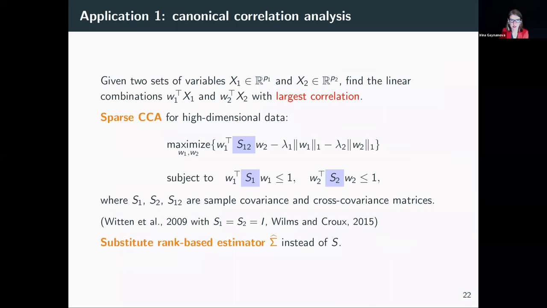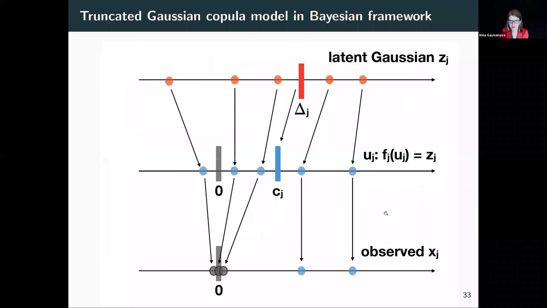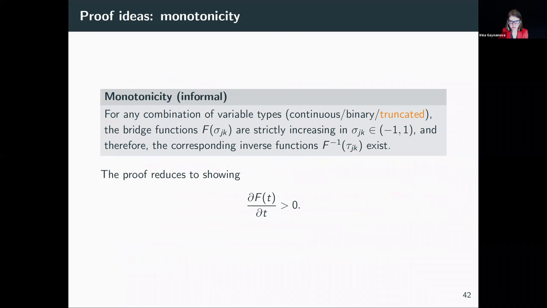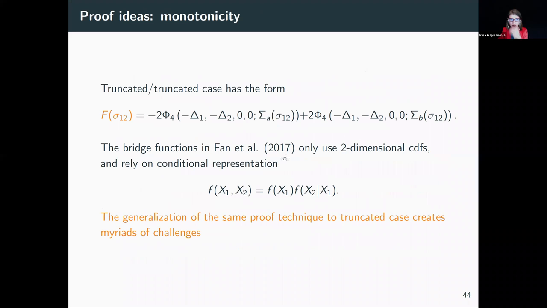Oh, actually, here I have the slide I can explain. This is, for example, one of the functional forms, the most complicated one. This is the truncated case, and it's a combination of two four-dimensional CDFs. In Fan, you only had two-dimensional CDFs. So you do this kind of thing, and then you find your Lipschitz constant that is independent of model parameters. We realized that finding a Lipschitz constant for this is a little bit more complicated.